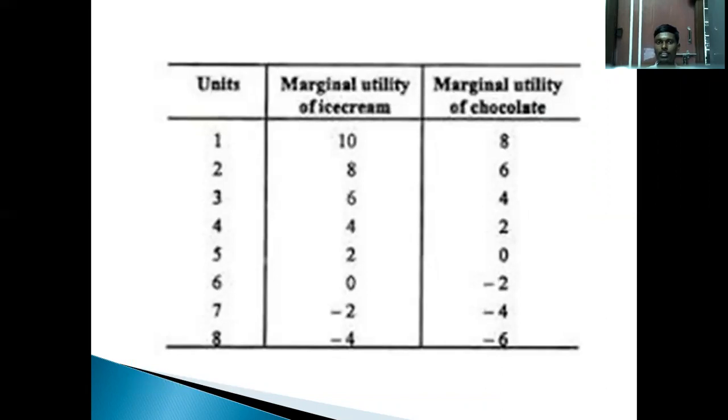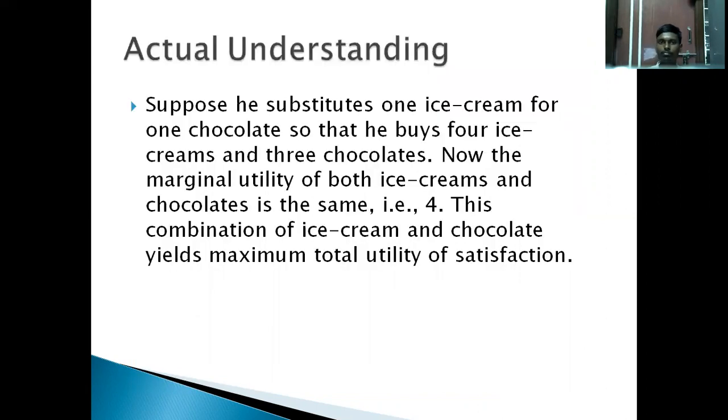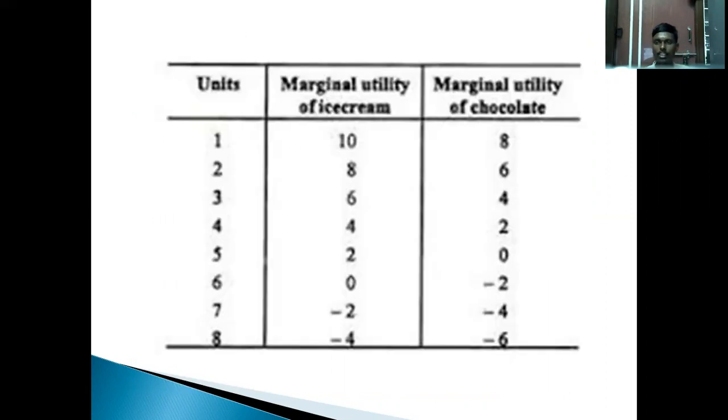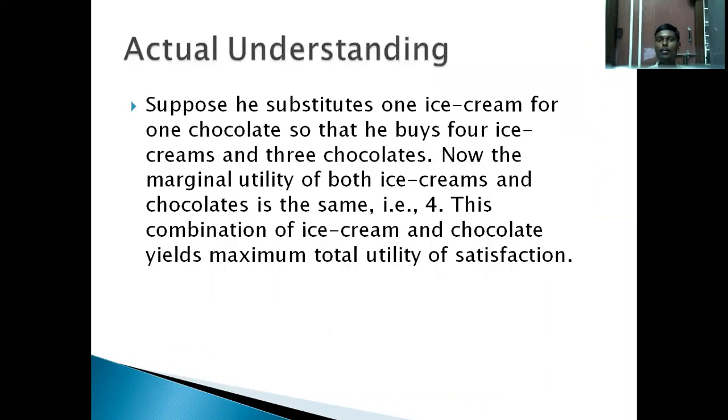So here is an example. In the first column, we have the units. In the second column, marginal utility of ice cream, and the third column, marginal utility of chocolate. So how do we have to understand this tabular form? Suppose any person substitutes one ice cream for one chocolate so that he buys 4 ice creams and 3 chocolates. Now, the marginal utility of both ice creams and chocolates is the same, that is 4. This combination of ice cream and chocolate yields maximum total utility of satisfaction.